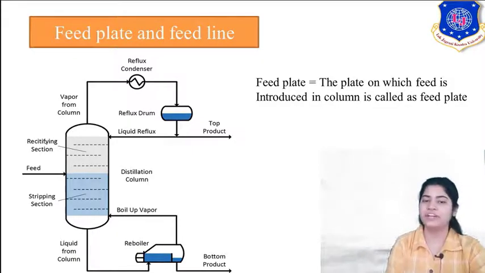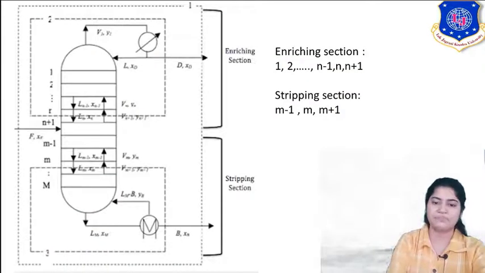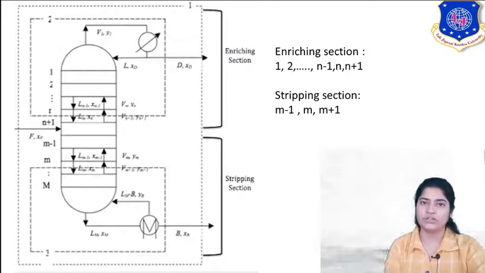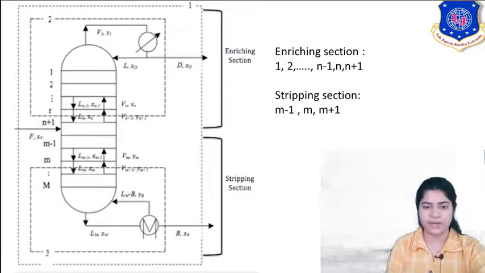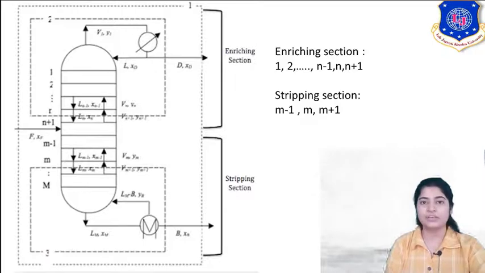So yes, the feed plate is what again? The plate on which feed is introduced in the column is called the feed plate. As I told earlier, your feed plate divides your column into two parts, the enriching section and the stripping section. If you are counting the plates from the top, that is 1 to n, then 1 to n plus 1 is the enriching section. Whereas including the feed plate, I am giving the notation m, and m minus 1, m plus 1 are the plates present in my stripping section.